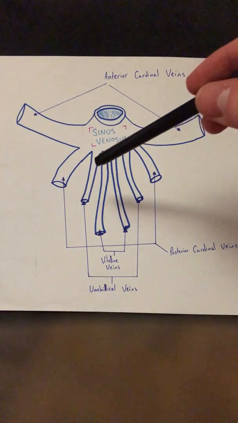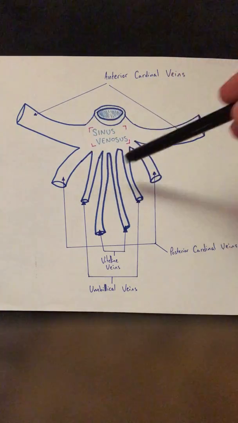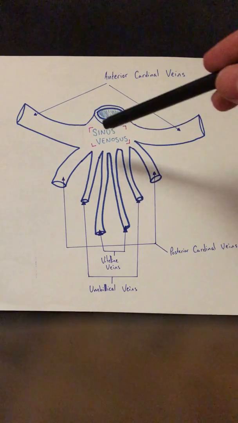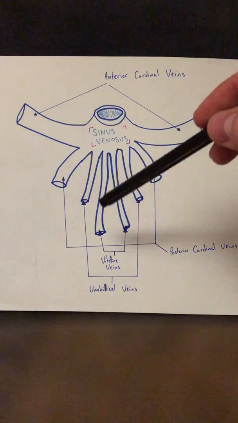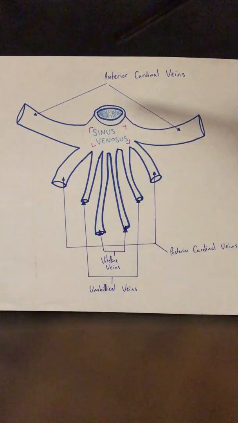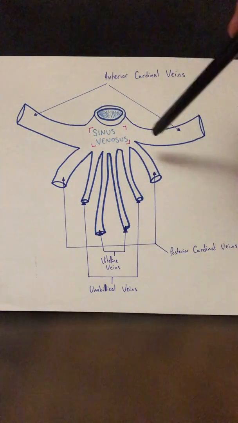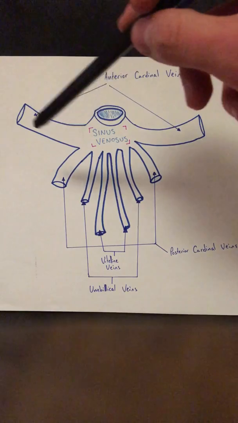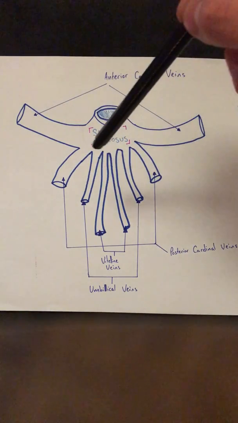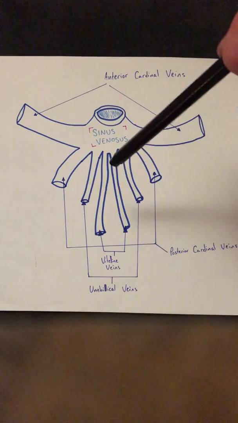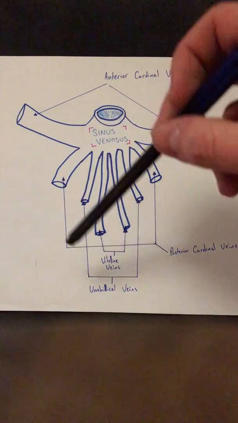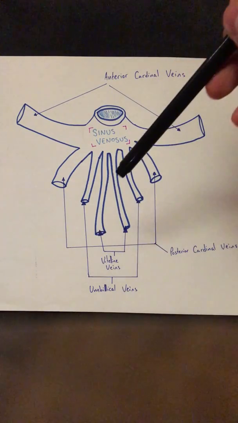So you've got the sinus venosus here. Sinus venosus is just going to be the general venous through channel from the caudal end of the embryo to the cranial end of the embryo. And either side of it, you've got the cardinal veins. So the anterior cardinal vein is going to be draining the cranial end of the embryo, and the posterior cardinal vein is going to be draining the caudal end of the embryo.